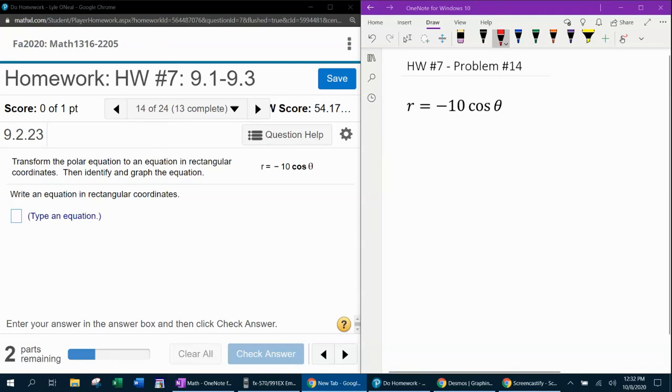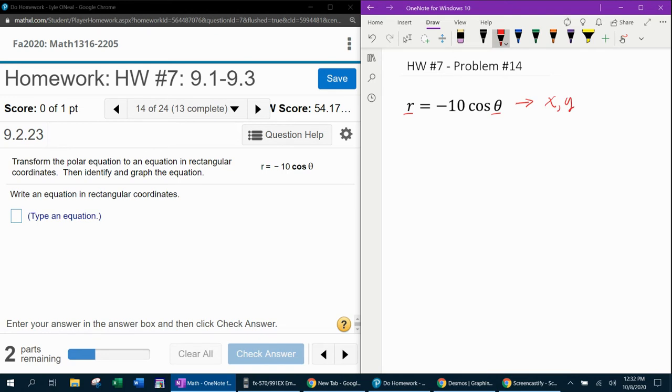All right, here we go. Question number 14 from our 1316 homework number 7 in MyLab Math. They want us to transform the polar equation to an equation in rectangular coordinates. That means they want me to convert this, and instead of having r and theta, we need x's and y's.